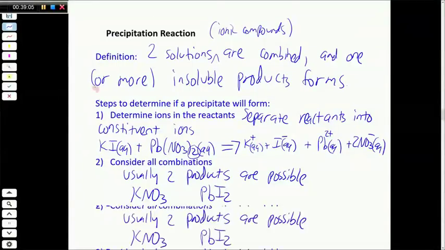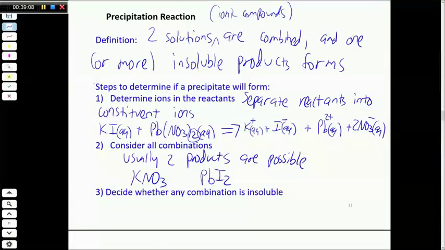And then the last step is to decide whether either of these products, either of these combinations of ions that we get, forms an insoluble ionic compound. And this is what we're going to learn how to predict right now, so we need to know what are called solubility rules.